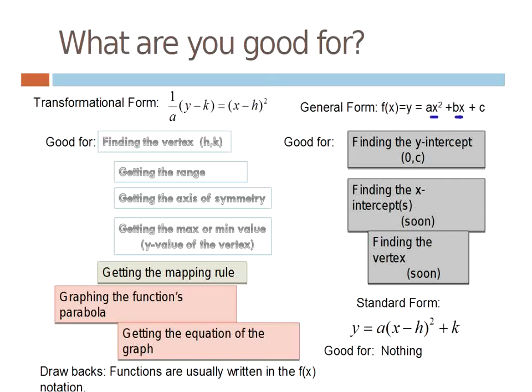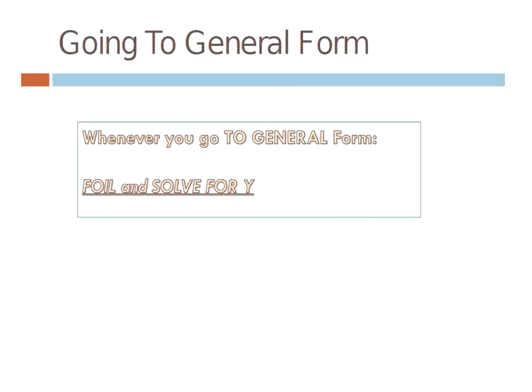Standard form is good for nothing. We won't use standard form too often. If it's in standard form, I would suggest that you get it out of standard form. And one of the ways to get it out of standard form is to go to general form. And in fact, anytime we're going to general form, we're going to FOIL and solve for y.